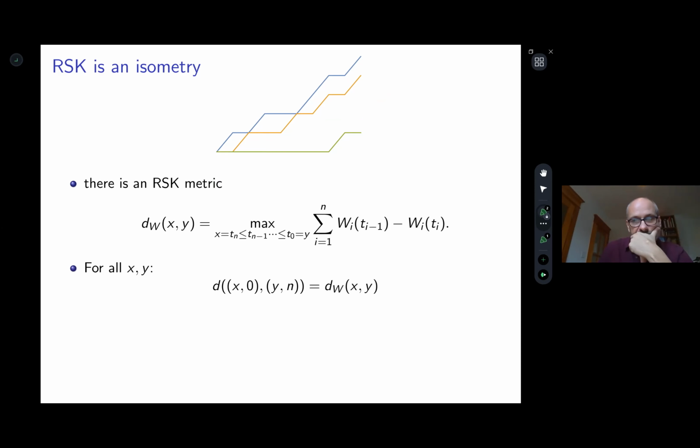And it turns out that no matter where you start, so X is a point on the bottom where you start, and Y is a point on the top, it has to be on the top line, the RSK is actually an isometry. So the original metric is the same as the RSK metric. This is a very nice theorem that is related to Whitman transforms and things. By the way, by definition, it is true for X equals 0 because that's how we defined it, but it is also true for other X's.